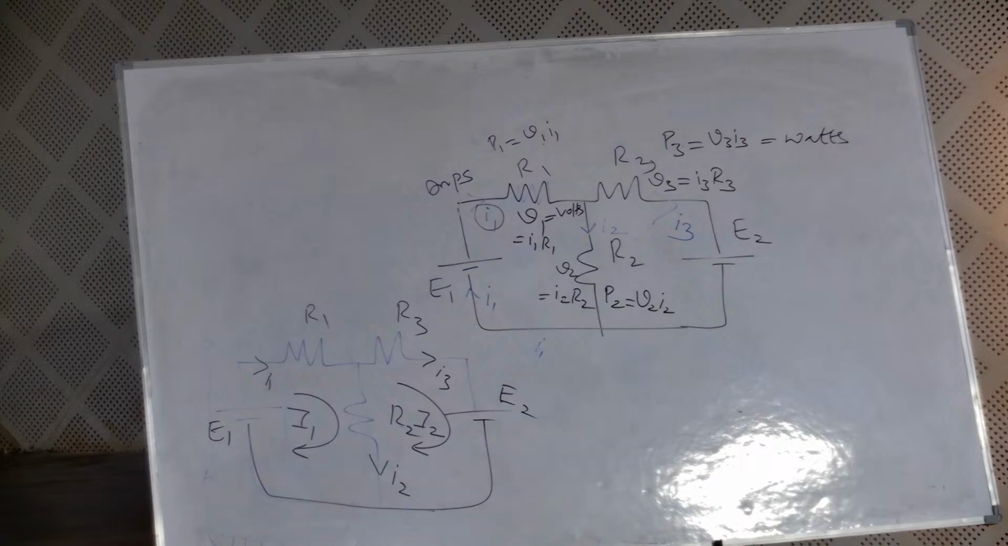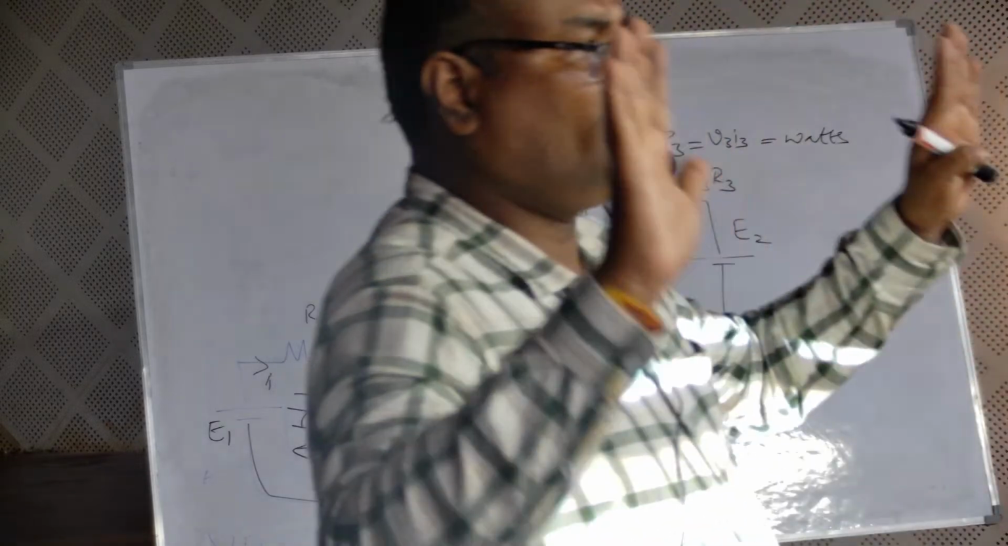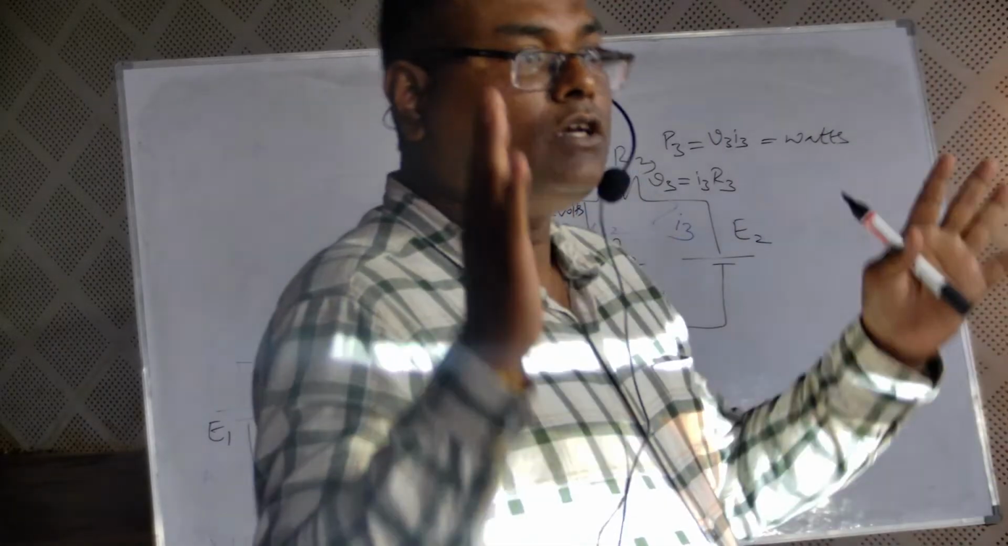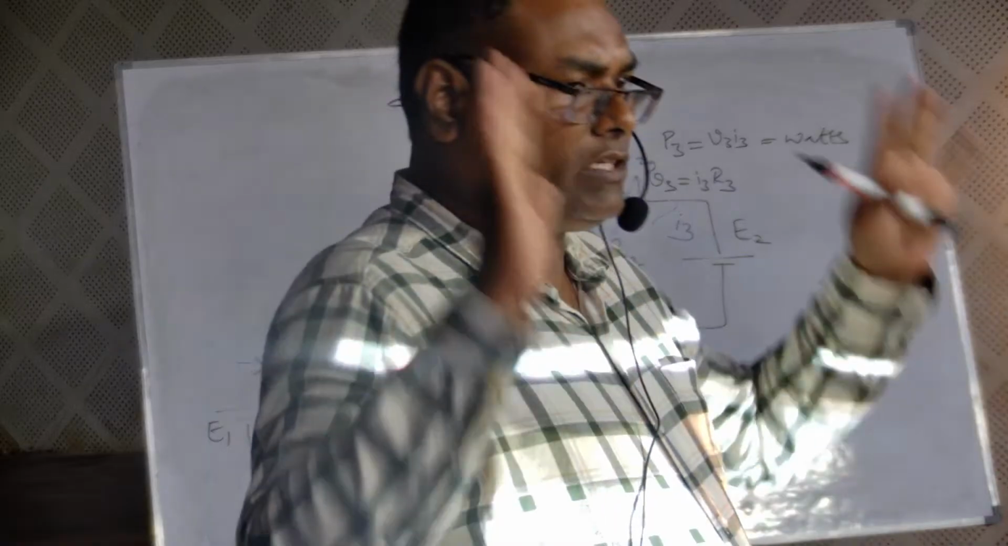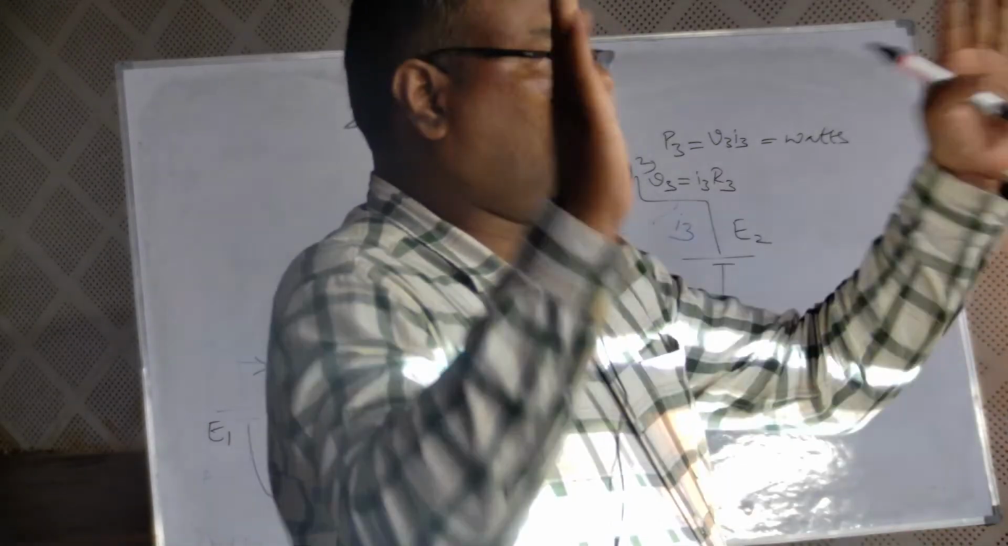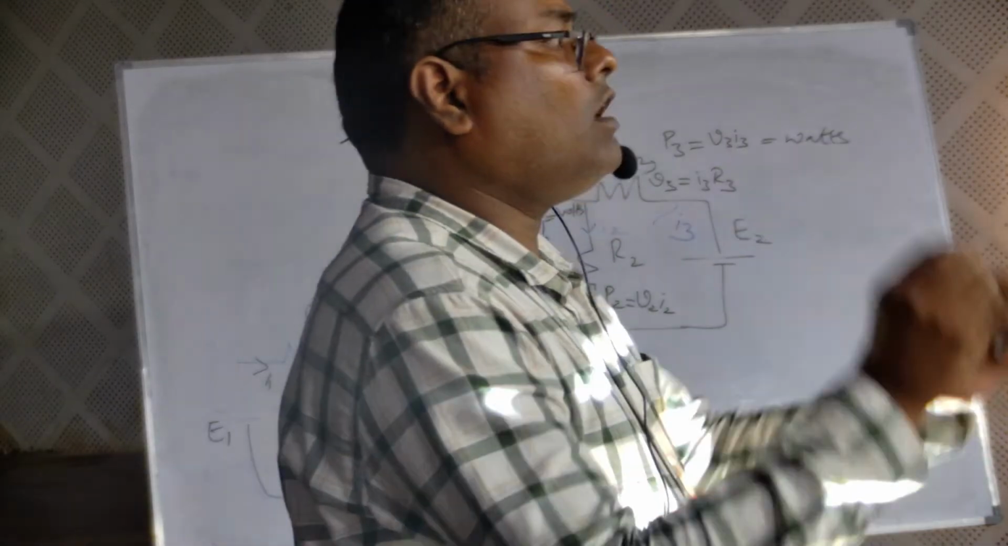I will tell you the procedure later, how to get I1, I2. The first condition is to take clockwise or anti-clockwise, whatever it may be, and get the answer for I1, I2. This is called the mesh method.